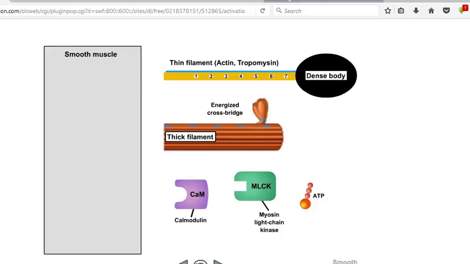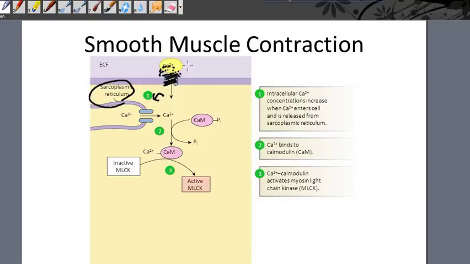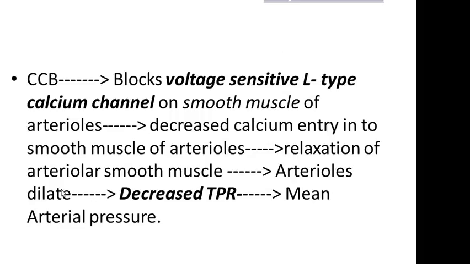And so the calcium channel blocker, by blocking this L-type calcium channel, prevents entry of calcium into the cytosol and thus produces relaxation of smooth muscle of the arteriole. And when the arteriole or smooth muscle relaxes, your total peripheral resistance will go down and your blood pressure will go down, right? So in one word, what is the mechanism of calcium channel blocker?